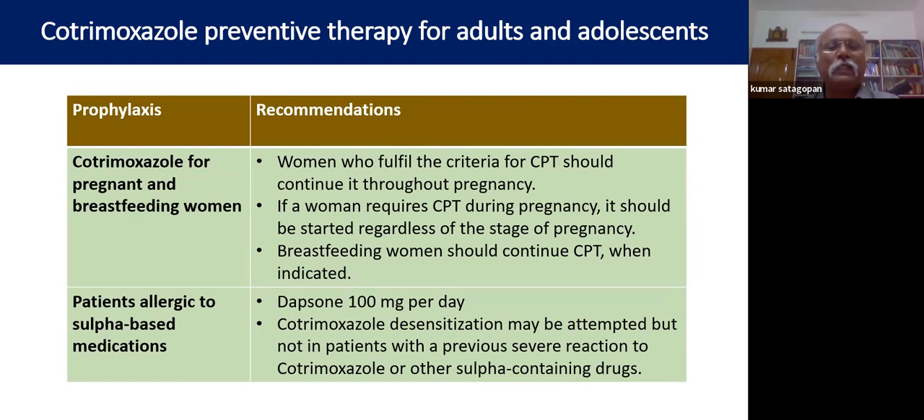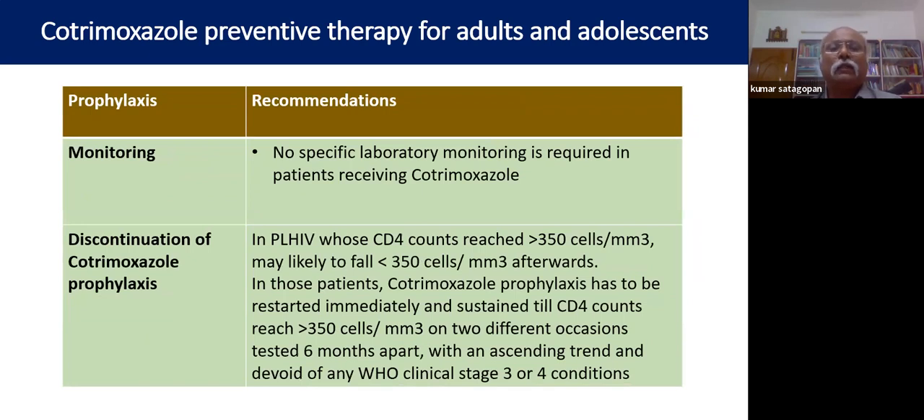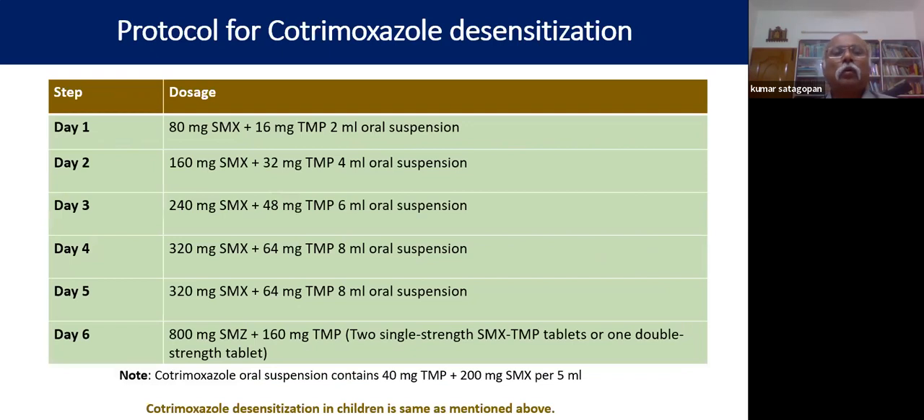Patient allergic to sulfa means you can give dapsone. Cotrimoxazole desensitization may be attempted, but it is very risky. Sometimes they may develop Stevens-Johnson syndrome also. We have to be very careful, and it should be done only with monitoring. There is no specific monitoring for cotrimoxazole prophylaxis. Rarely they go for blood dyscrasia, very rarely. It's not very threatening. So discontinuation of cotrimoxazole is when the CD4 reaches more than 350 on 2 occasions. So these are all about cotrimoxazole.